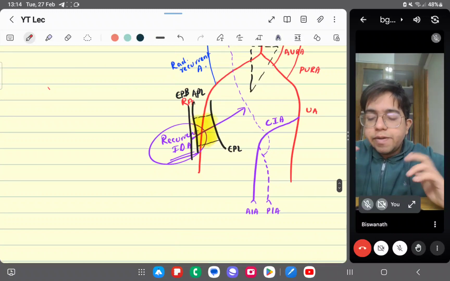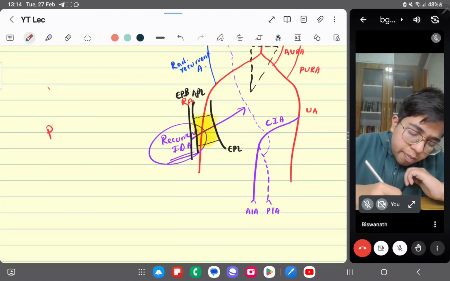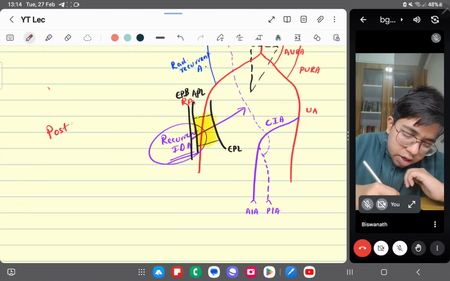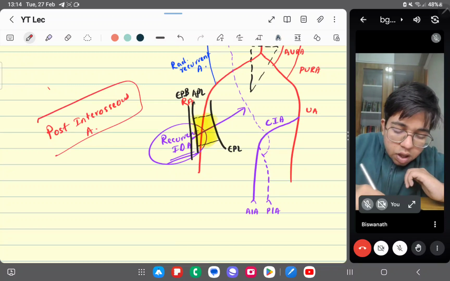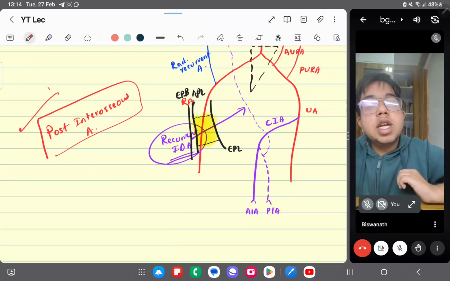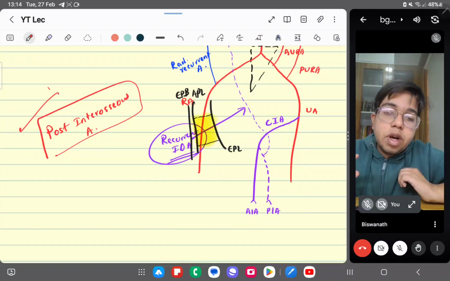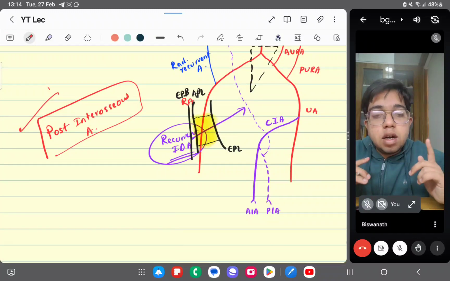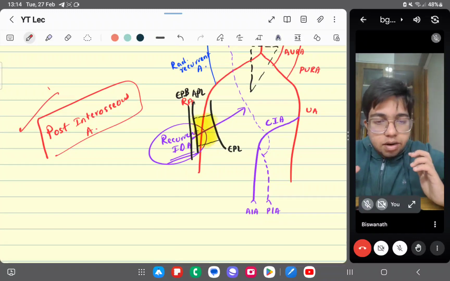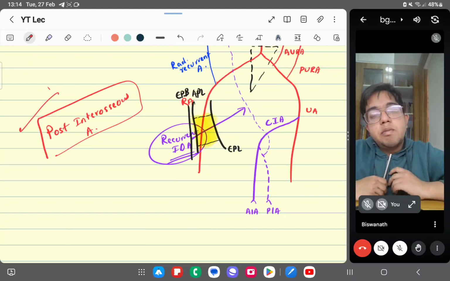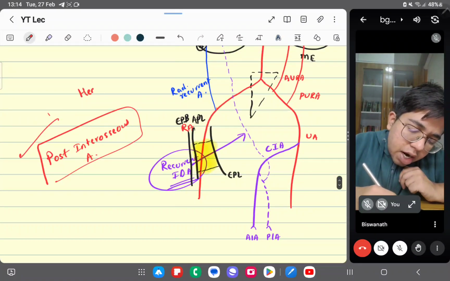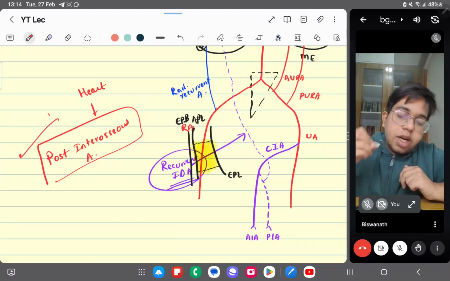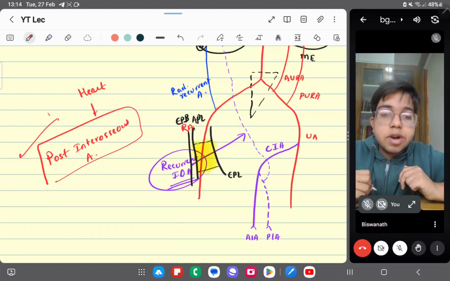Like if someone asks you about the posterior interosseous artery, can you trace it up to the heart? Can you trace from the heart how the posterior interosseous artery arises? Let's try.